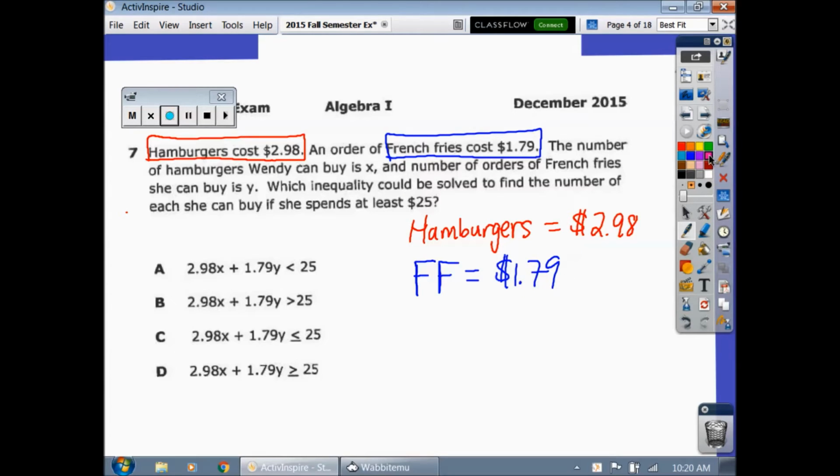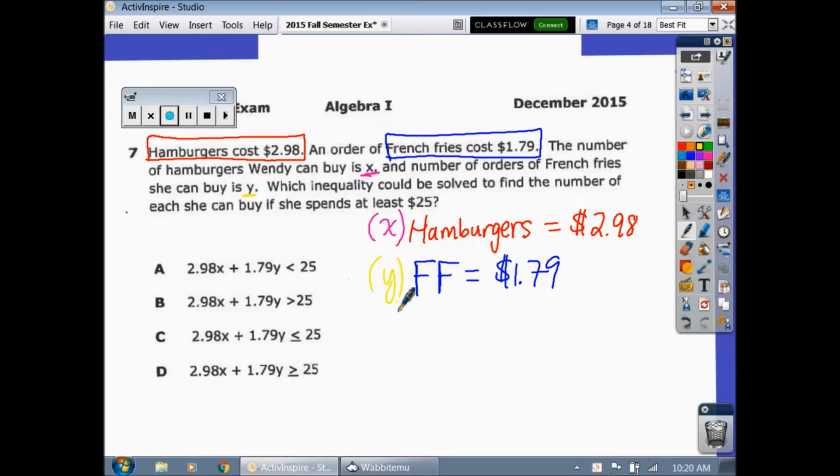Alrighty, let's keep reading. The number of hamburgers Wendy can buy is X. So the variable X is going to go with hamburgers. You could just say the variable H, but in this case, because the problem says X, we're going to use the letter X. And for the number of orders of French fries she can buy, they're using the letter Y. So if I bought 2 hamburgers at $2.98, that'd be 2 times $2.98, or $2.98 times X, and X represents how many hamburgers you're buying. Y represents how many French fries you're buying. So let's keep reading here.